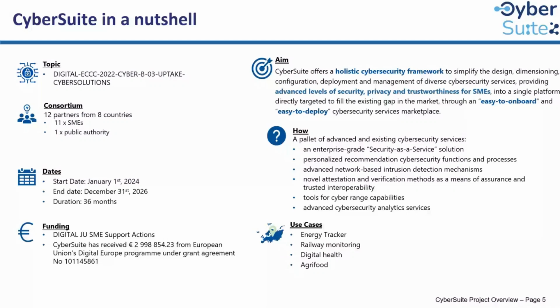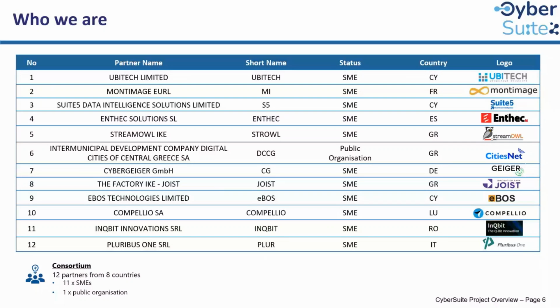In terms of application, CyberSuite targets multiple sectors with real-world use cases in energy tracking, railway monitoring, digital health, and agri-food systems. These diverse domains help us validate the framework's flexibility, scalability, and relevance across different industry needs. Here is a quick look at the consortium partners that are bringing the CyberSuite project to life.